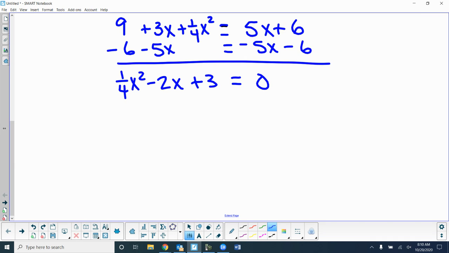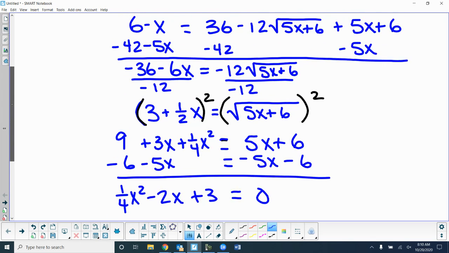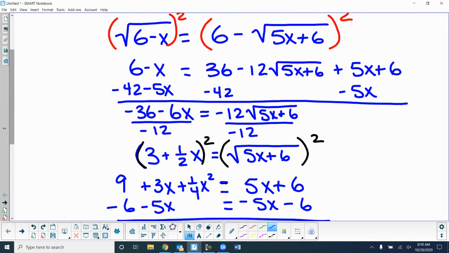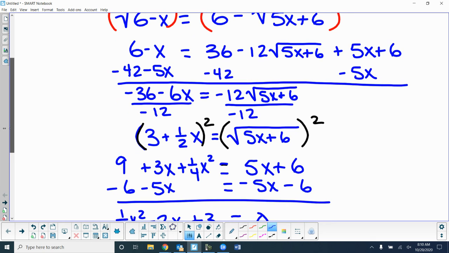Yes, Cameron? What happened to the 6 up top? Like when you subtracted 5x, there's another plus 6 in there. Right, I went 36 plus 6, 42, and then I subtracted a 42. Okay. Any other questions?